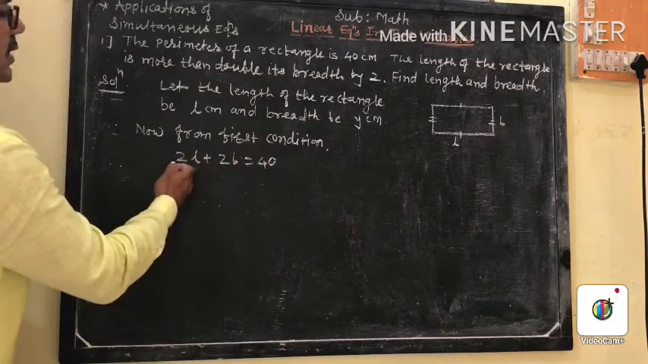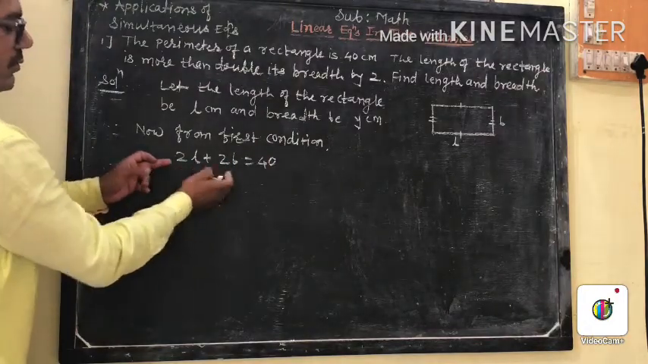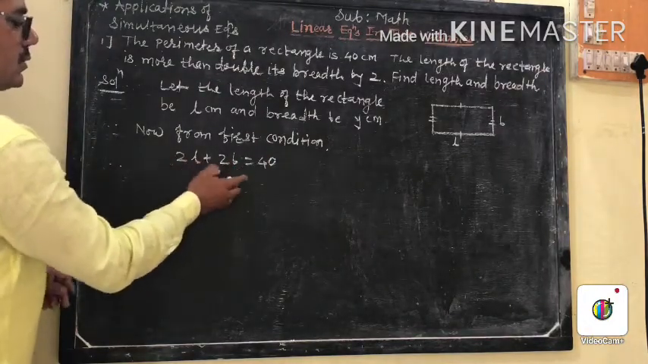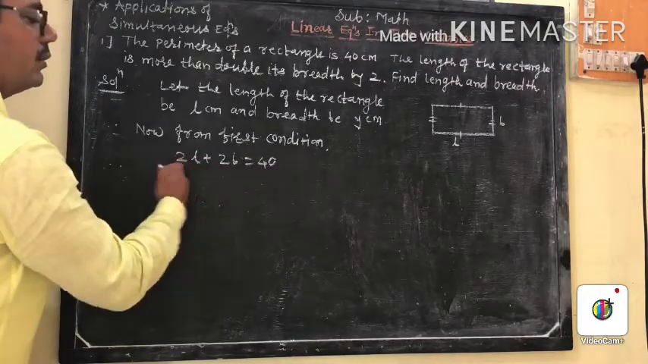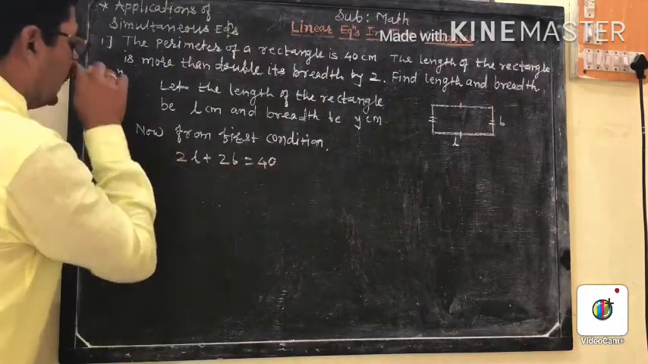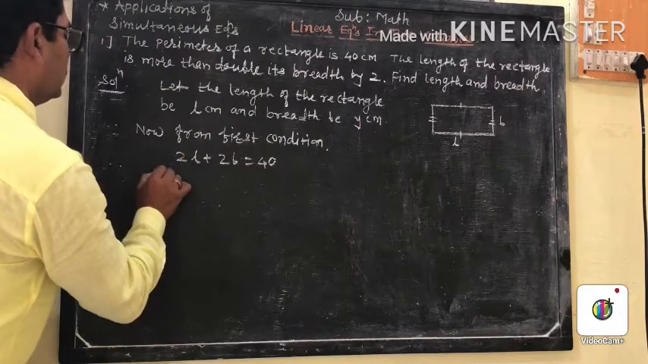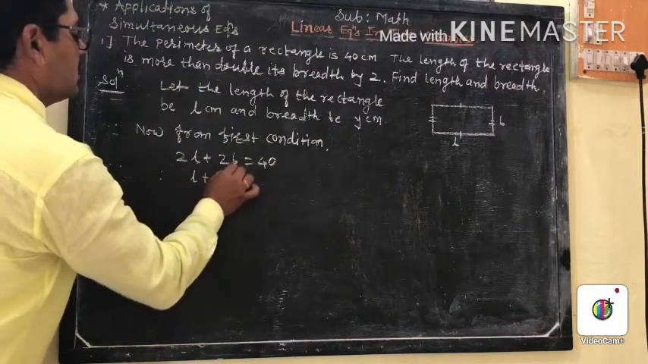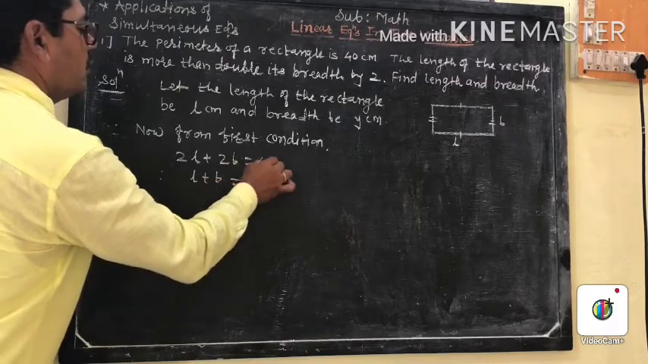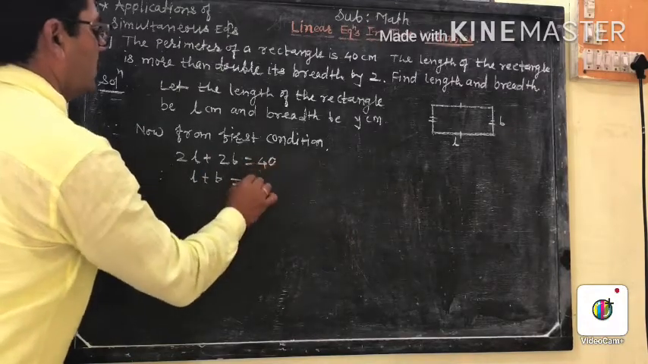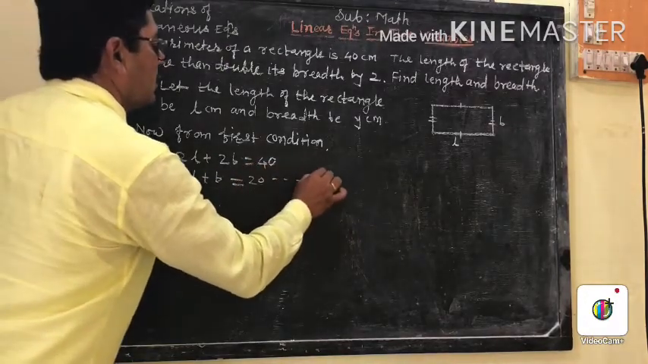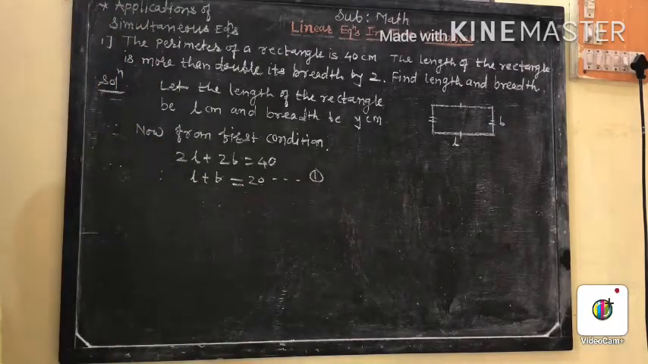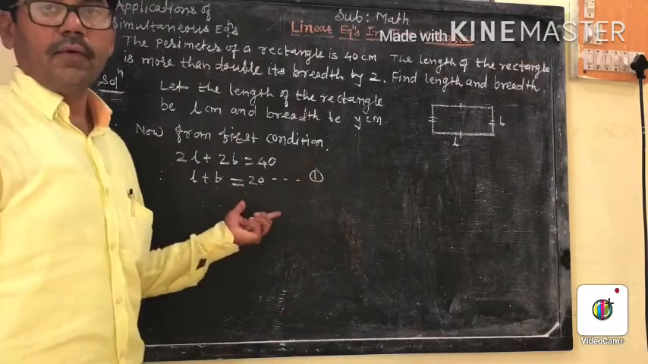Dividing both sides by 2, or taking 2 as common from these two terms, and dividing by 2, you get L plus B equal to, dividing 40 by 2 is 20. This is the simple equation, and this is the first equation we get from the first condition.